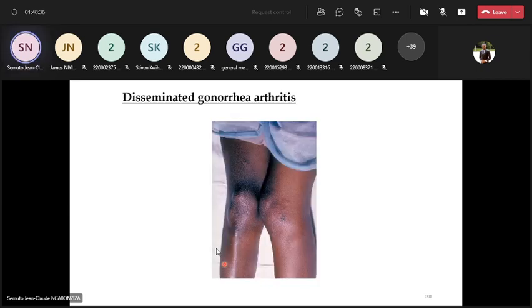One of the conditions of disseminated gonorrhea is arthritis. You can see how the patient can be affected in all areas.